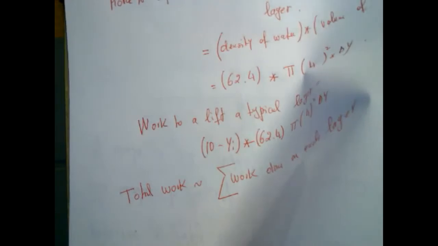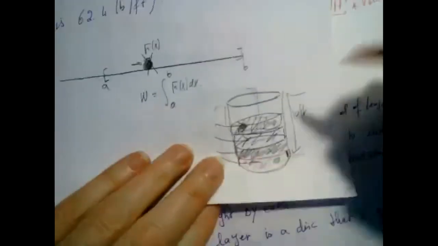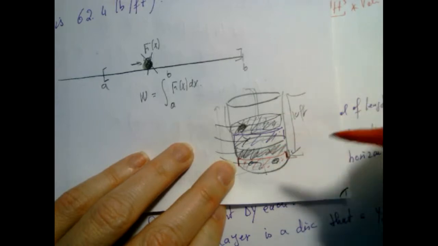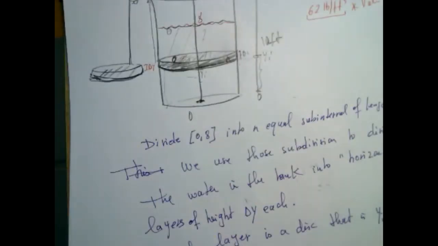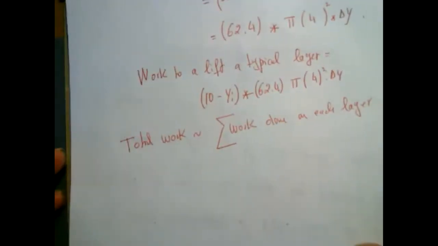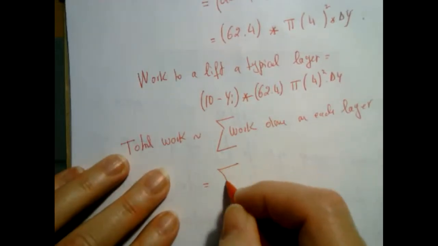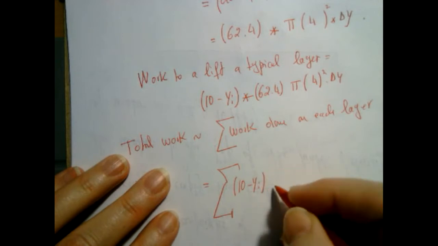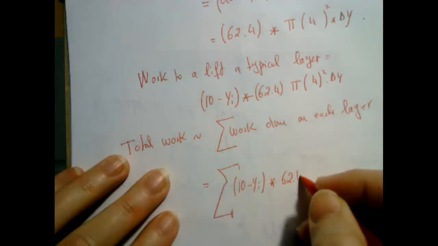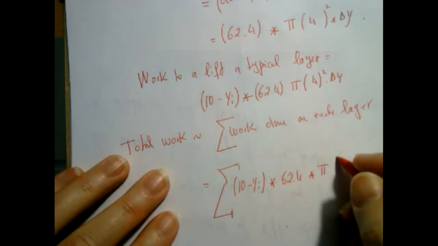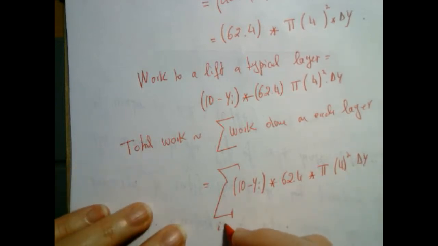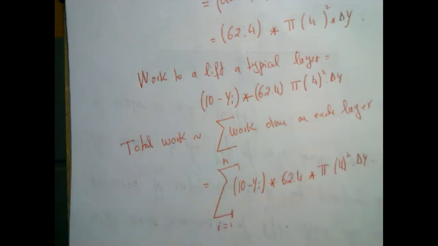Okay, so now I am back to this scenario. The total work is the work to lift this, plus the work, plus the work, plus the work. That's really how I am thinking at this stage. That's where my Riemann sum will come from. So it equals the sum of (10 minus yi) times 62.4 times pi times 4 squared times delta y, from i equals 0 to n minus 1. This really doesn't matter at this stage.